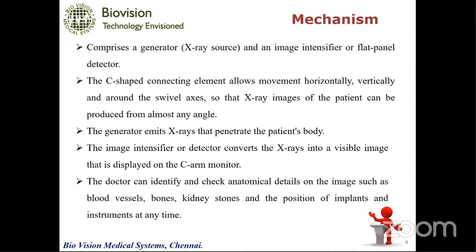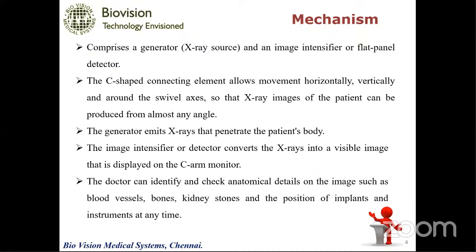A C-arm comprises an X-ray source generator and an image intensifier or a flat panel detector. Even if we use a flat panel, we are used to calling it II. We commonly say II, which is image intensifier. It is a very common term which we use. Any technician also uses the same term. So as I said, you have a source at one side and a detector at the other side. The source here is the X-ray source or generator. The detector which we use here is the image intensifier.